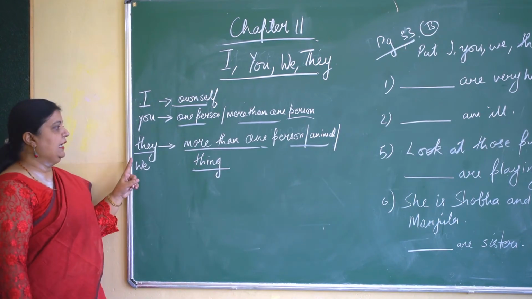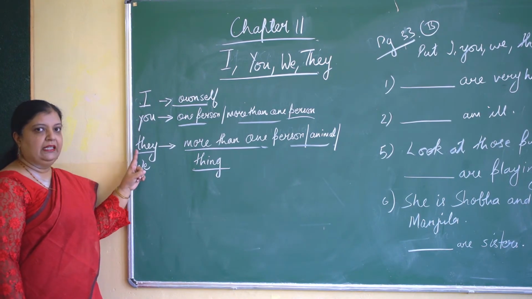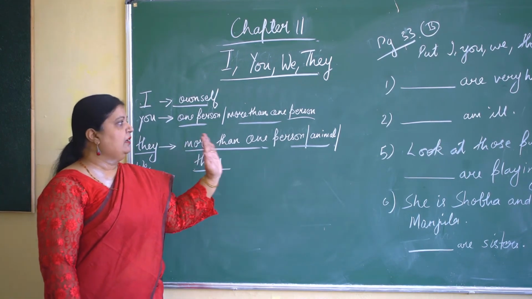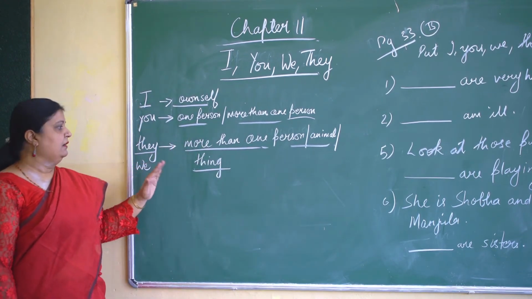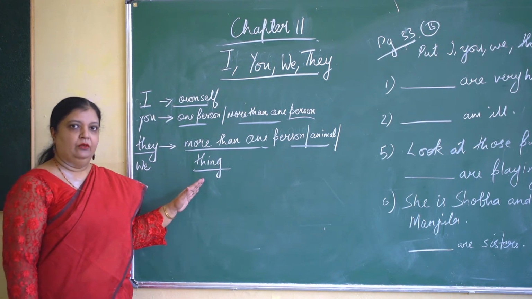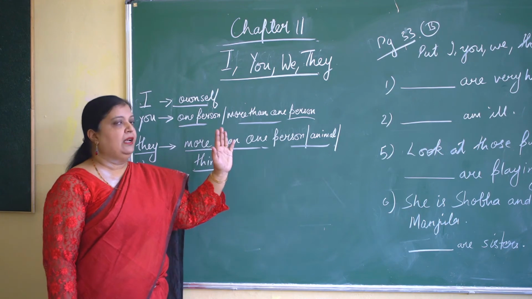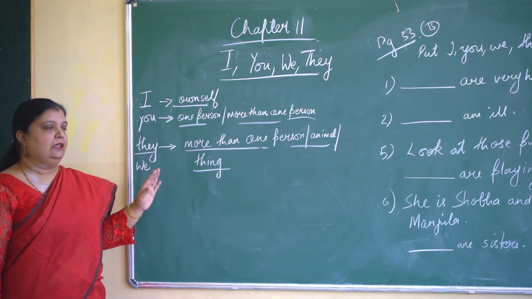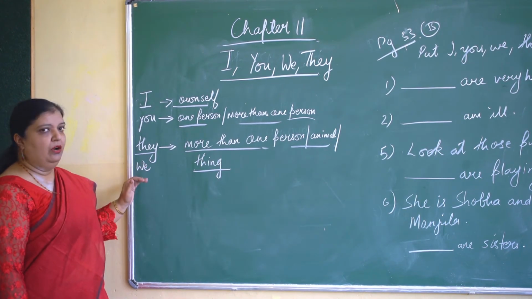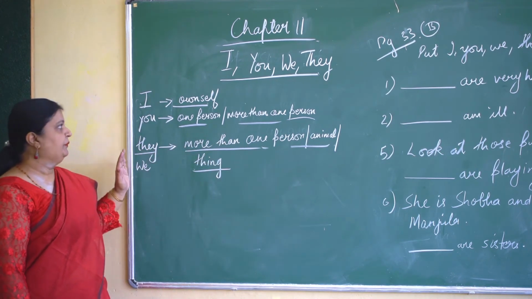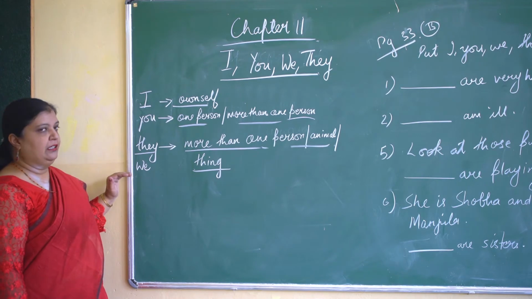Then they and we. More than one person, more than one animal, or more than one thing. That time you will use they or we. We is used for persons. I, you, they and we.